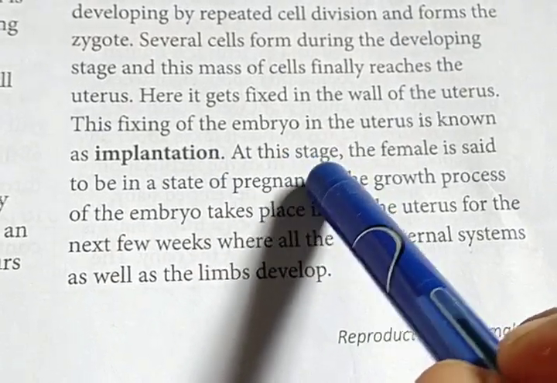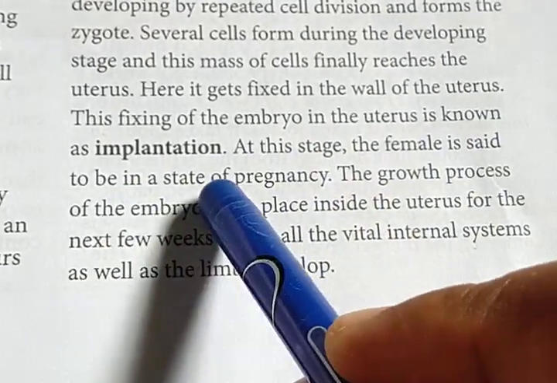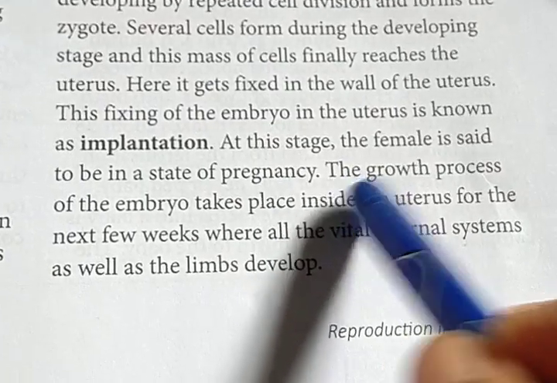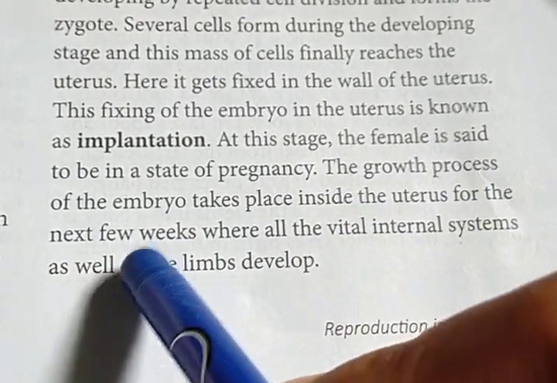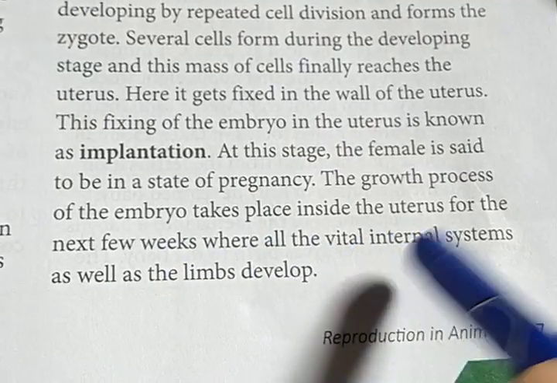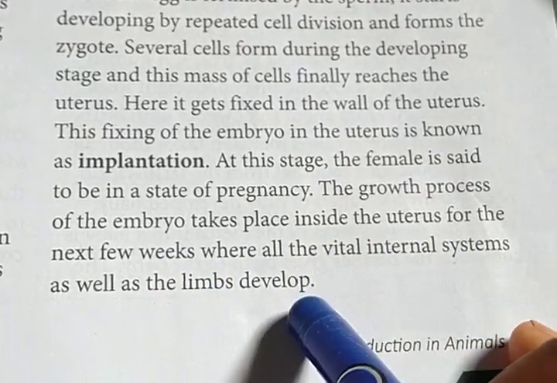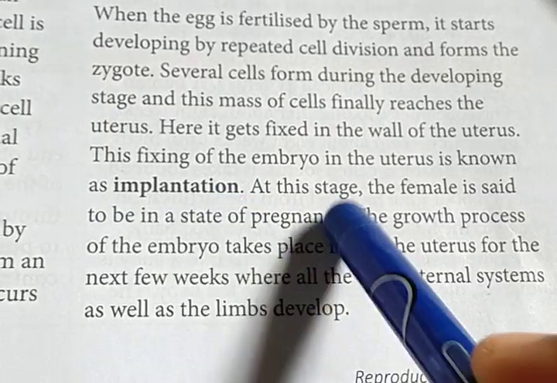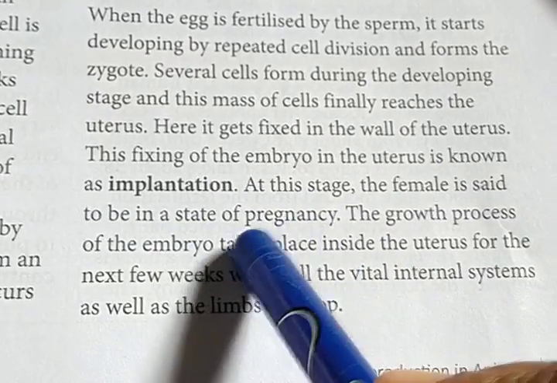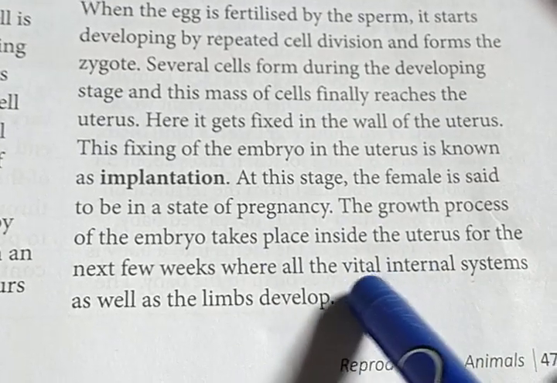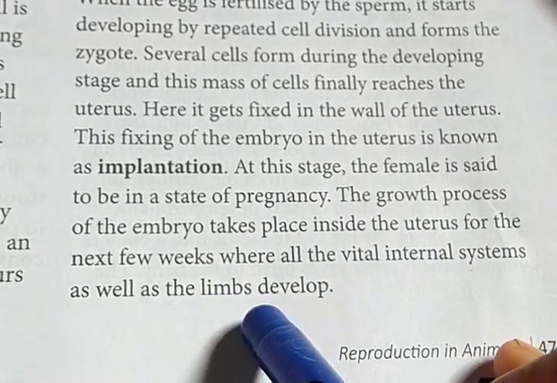At this stage, the female is said to be in a state of pregnancy. The growth of the embryo takes place inside the uterus for a few weeks, where all the vital internal systems as well as the limbs develop. So after implantation, many weeks pass, and this period is known as pregnancy.